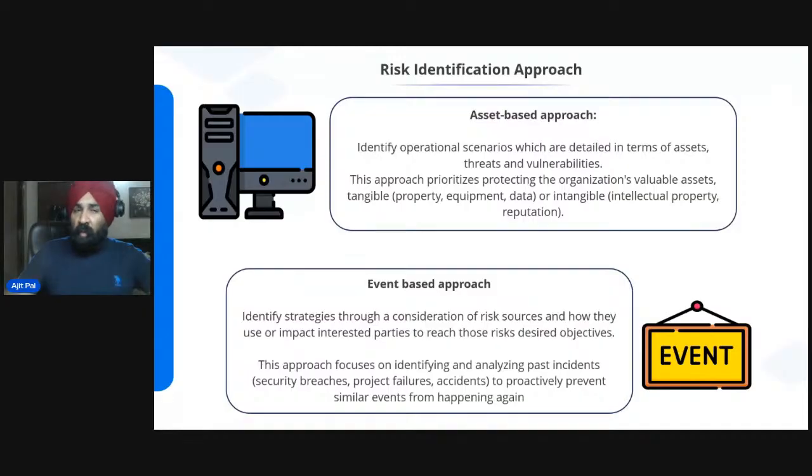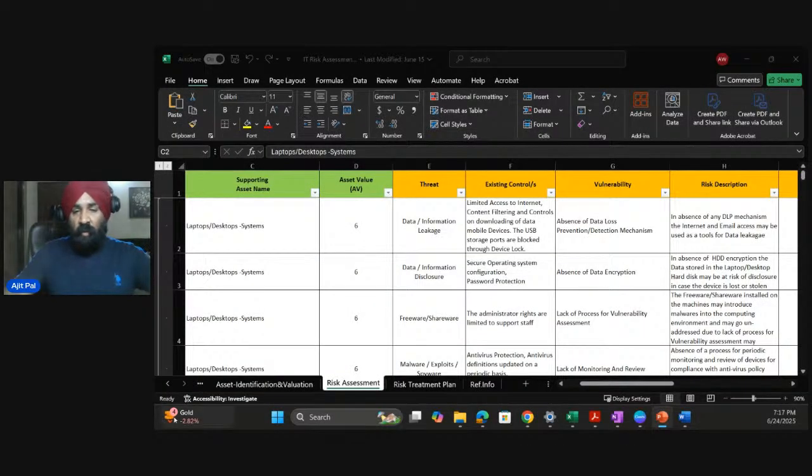In this, the risk scenarios are identified in terms of asset, threats, and vulnerabilities. So first, you need to identify the assets. As I already mentioned, there are two types of assets: tangible, which you can see, like property, equipment, or data, and intangible, like intellectual property, branding, reputation, etc. Then you have an event-based approach, where you identify a risk scenario, an event, like a ransomware event has happened. Then you will identify the probability, the likelihood, and then find out which assets it will impact. You can see it over here.